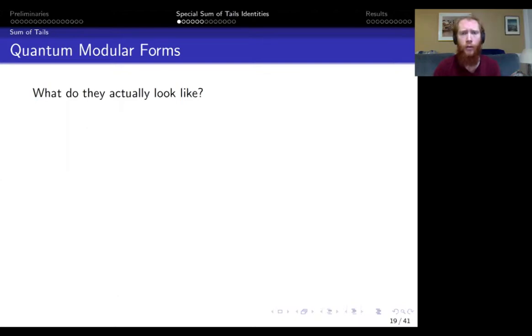I'm going to be talking through some of the details going on in the subject and our work in particular. We've now seen definitions for quantum modular forms and quantum Jacobi forms, so a natural question to ask is, what do they actually look like?